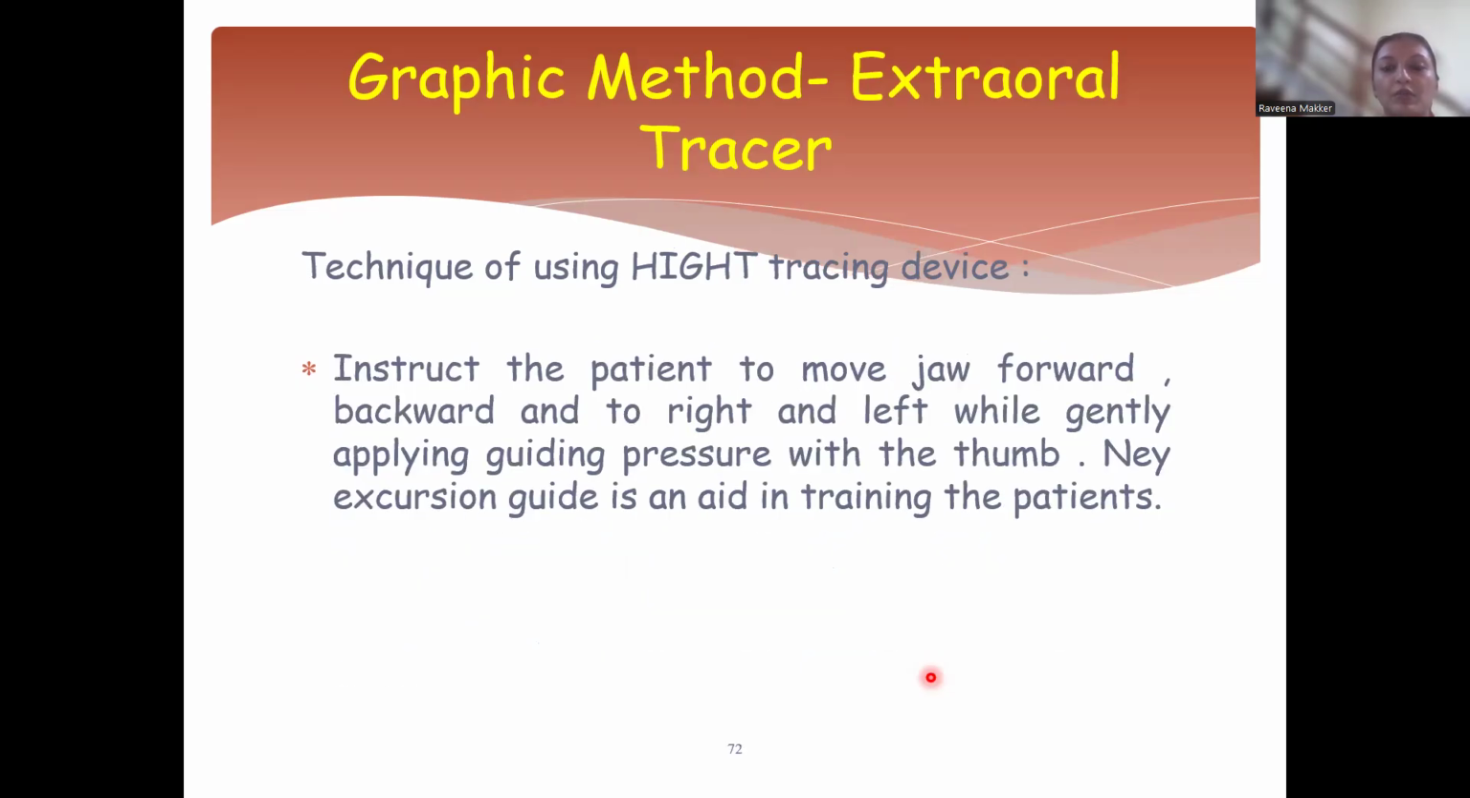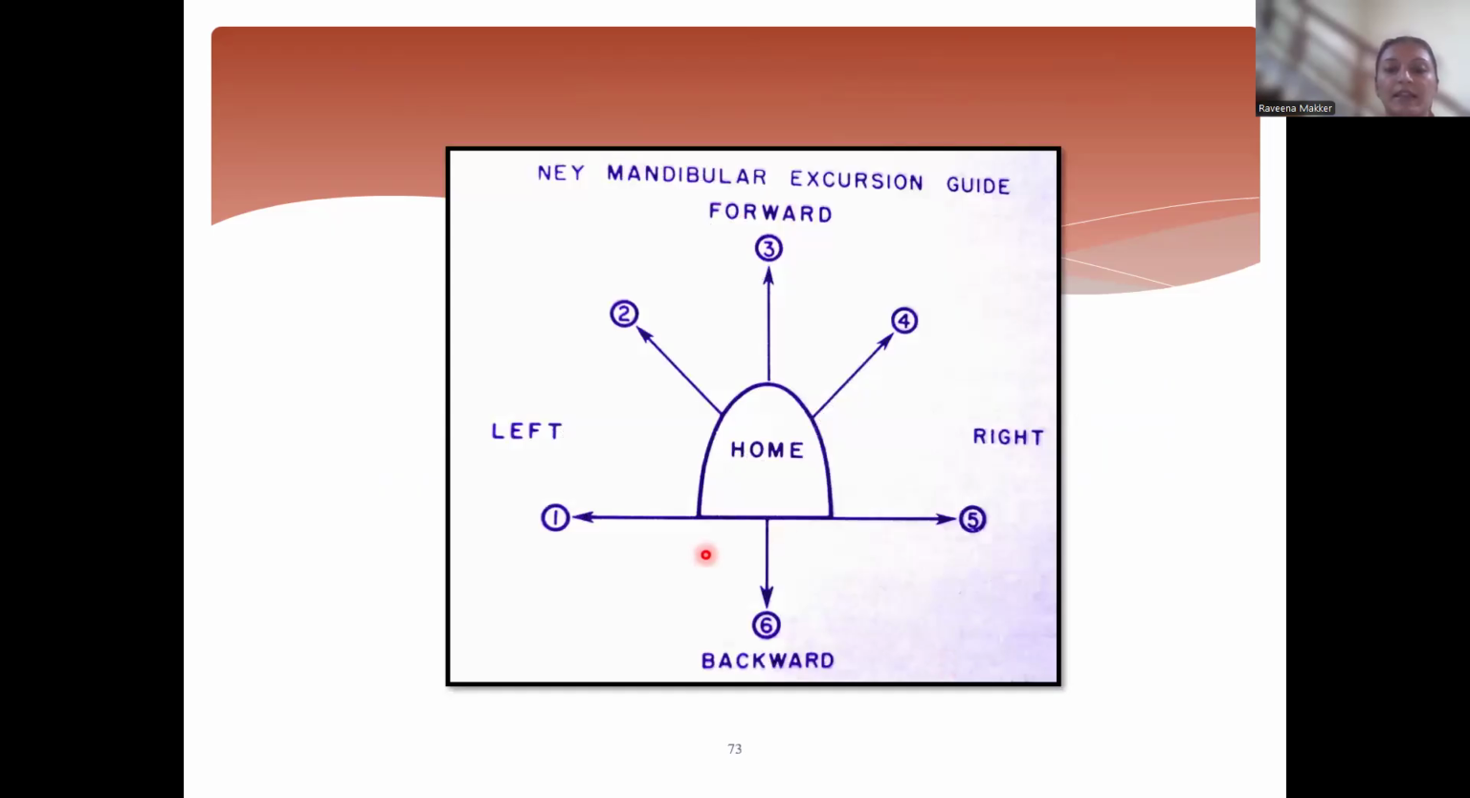Instruct the patient to move the jaw forward, backward, and to right and left while gently applying guiding pressure with the thumb. Knee excursion guide is an aid in training the patients. This is the knee excursion guide, wherein it is seen that the home position is the centric relation position.